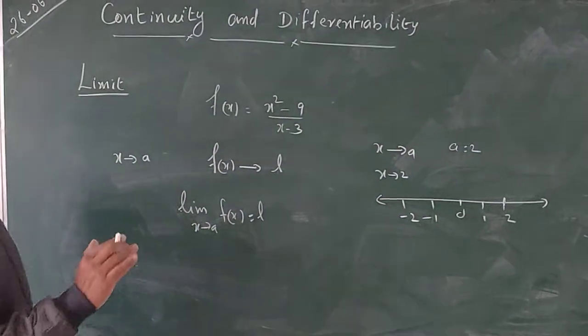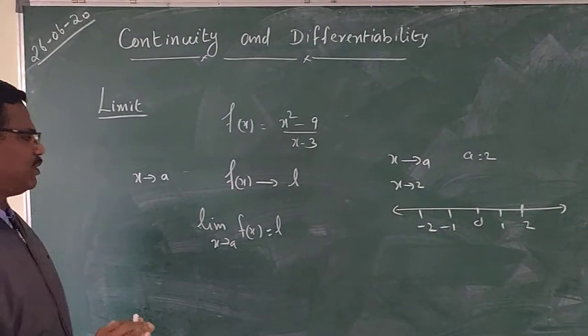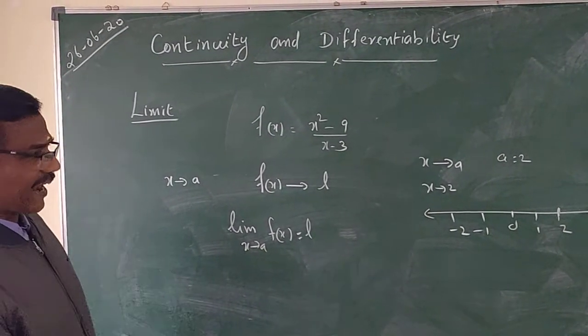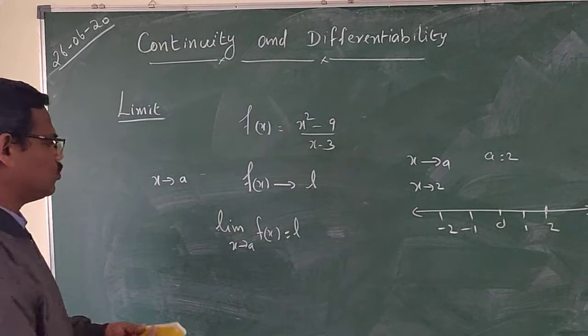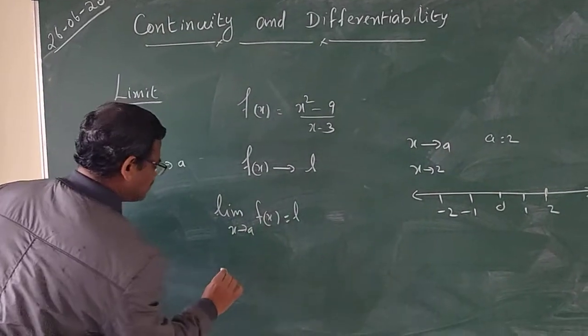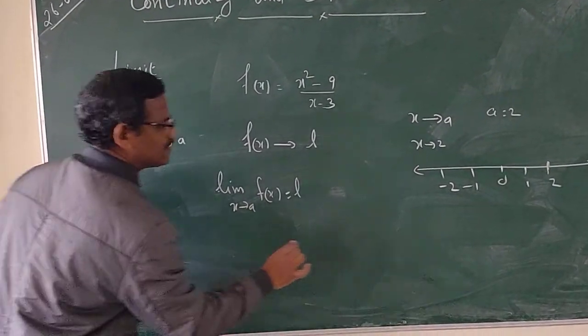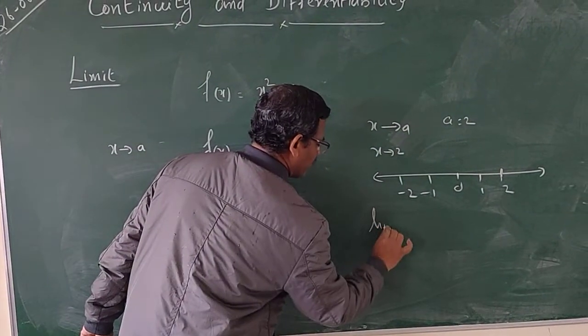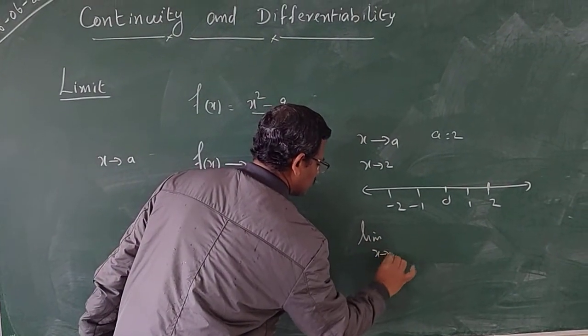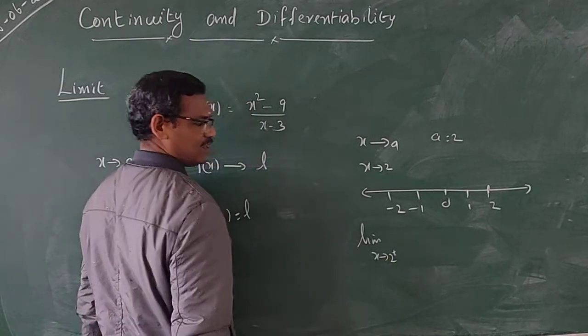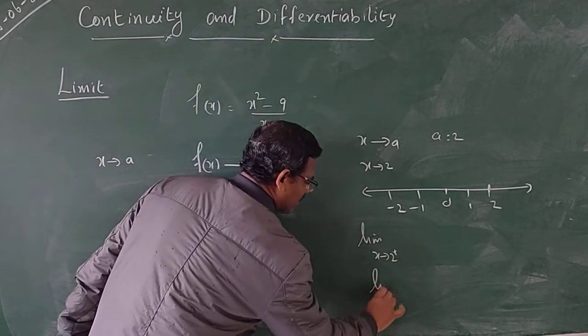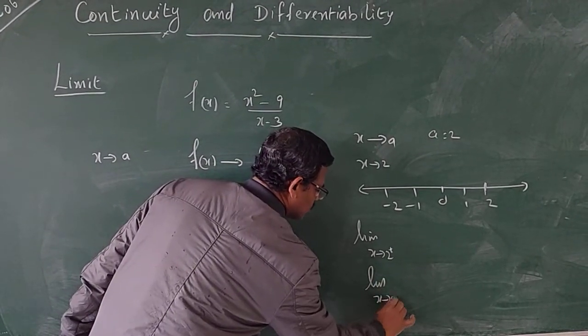So to differentiate whether it is the right side of 2 or the left side of 2, we have different notations. When it is the right side of 2, we write x tends to 2 plus. And when it is the left side of 2, we write x tends to 2 minus.